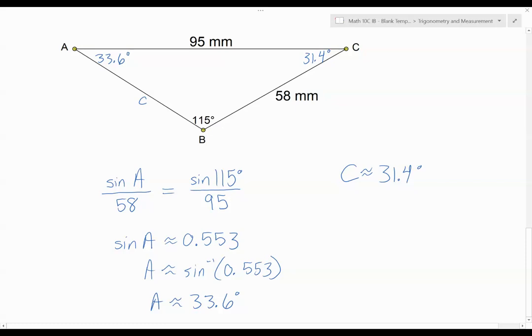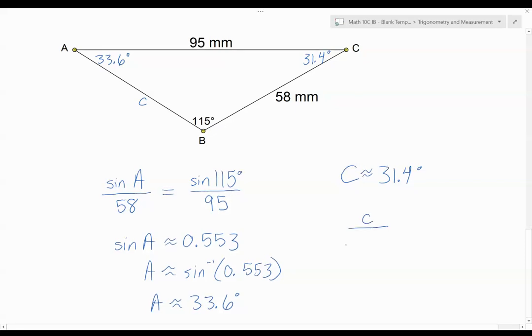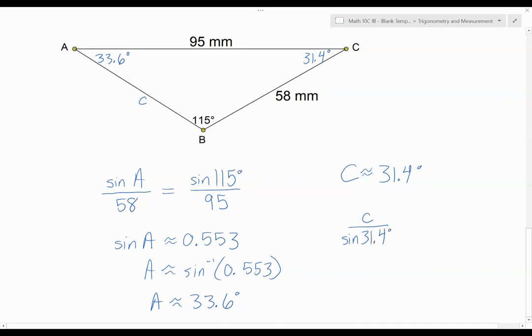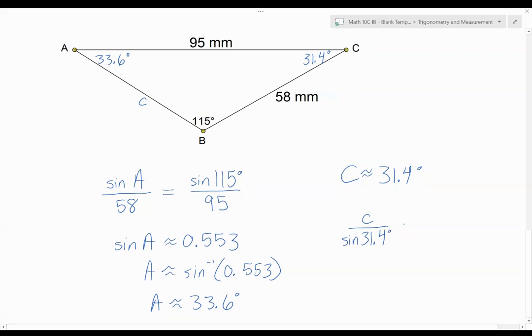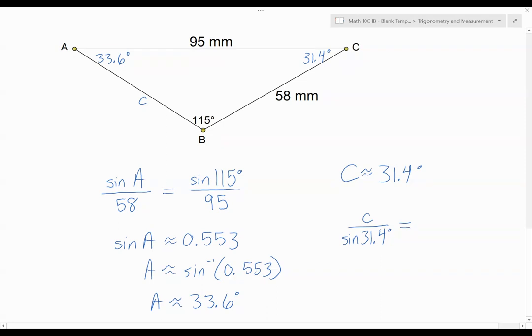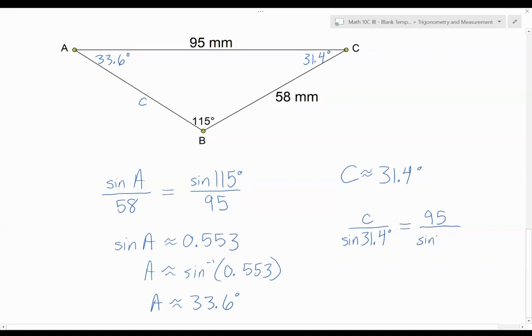Now I can use the sine law to find that side like I did in the previous example. So C over the sine of 31.4 degrees. Again, when I use this number in my calculator, I'm going to use a stored unrounded value, not type 31.4. And that is equal to, I'll go back to B. So that was 95, now goes in the numerator because I have side lengths in the numerator, over the sine of 115.